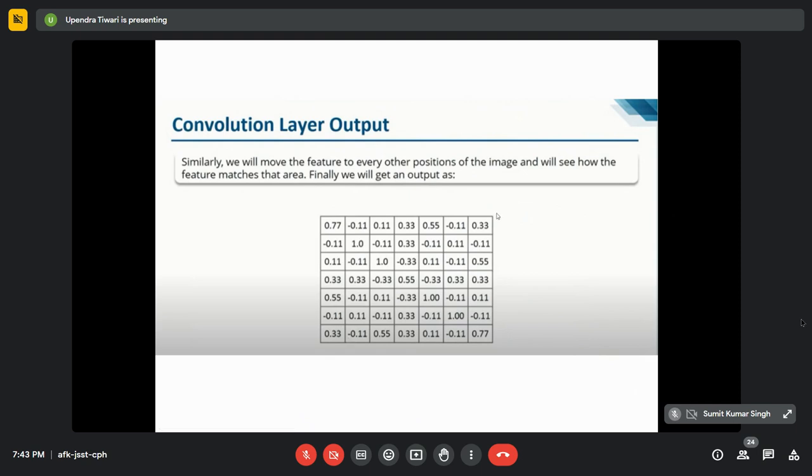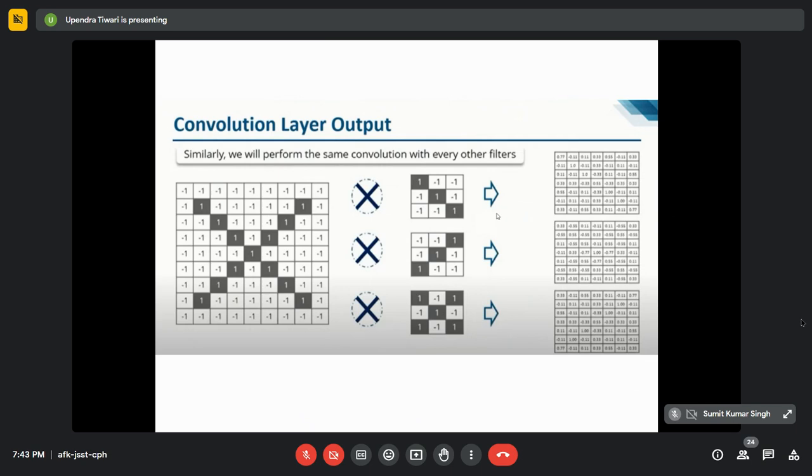Since we have 3 filters, after doing this convolution we are going to get 3 different tables. I hope you understand how this convolution layer has worked. So this is your convolution layer.